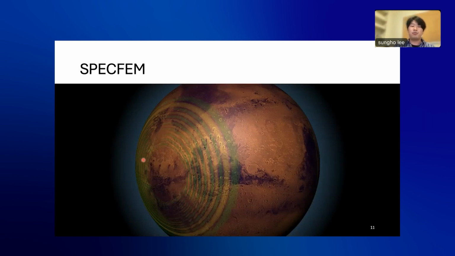And my community has another code, whose name is SEM. This code can simulate wave propagation. This is the SEM code, the spectral element method using high-order elements. But this can only simulate wave propagation, on the scale of seconds or minutes. But I'm interested in the evolution of tectonics.